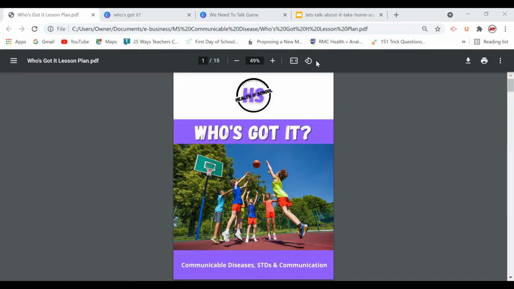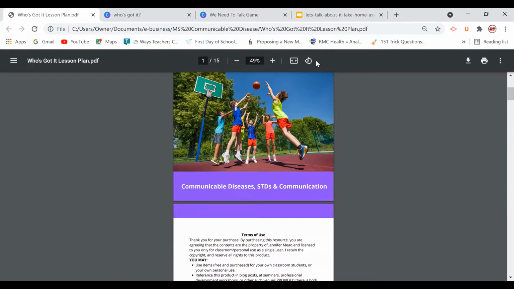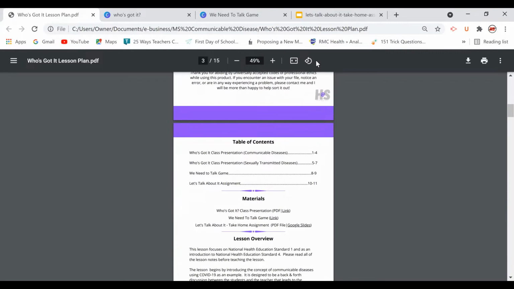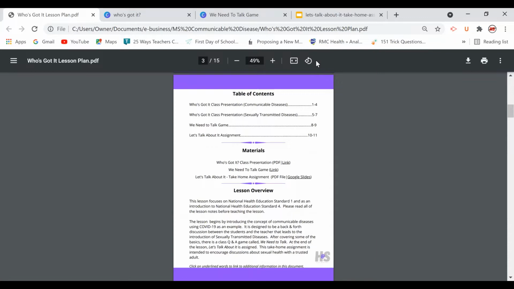The first part is a Q&A session where you'll focus on communicable diseases, namely COVID-19, and then transition to a discussion about sexually transmitted diseases. When you finish that session, you're going to move to a game called We Need to Talk, and then you're going to finish the lessons with a take-home assignment called Let's Talk About It. Let's take a look at what everything is.